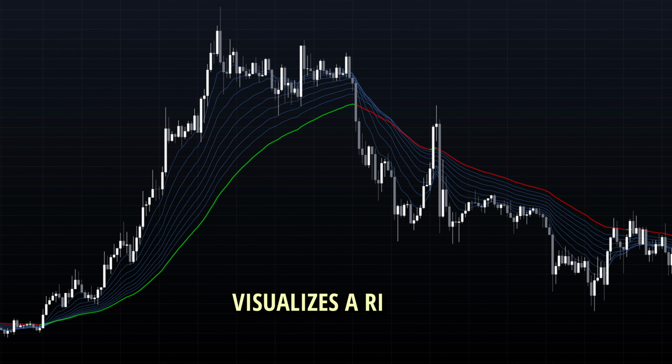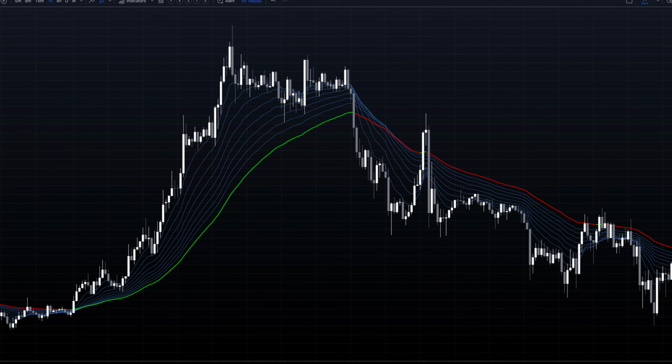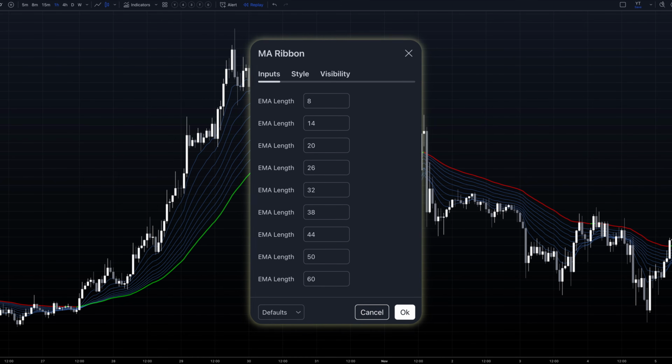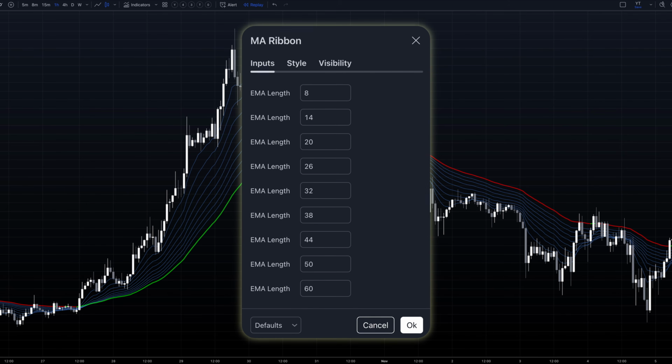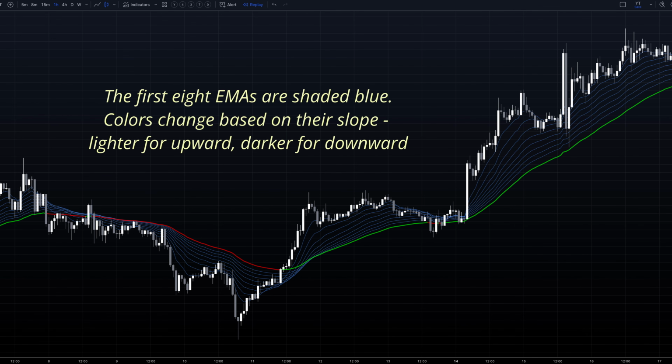The fourth indicator visualizes a ribbon of 9 exponential moving averages on the price chart. The default periods range from 8 to 60, but they can be fully customized. The first 8 EMAs are shaded in blue, with their colors shifting based on slope.